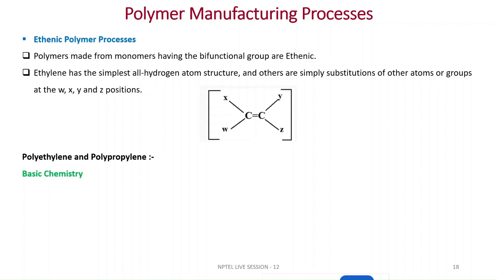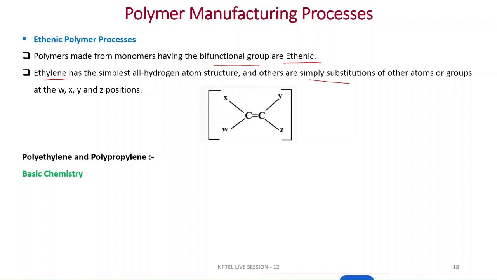In the ethenic polymer process, polymers are made from monomers having bifunctional groups. Those are called ethenic because ethylene has the simplest form, with all hydrogen atoms. You can see in this structure C double bond C, with X, Y, Z, W representing simple substitution by other groups or atoms. So it will form ethenic kind of polymer process.